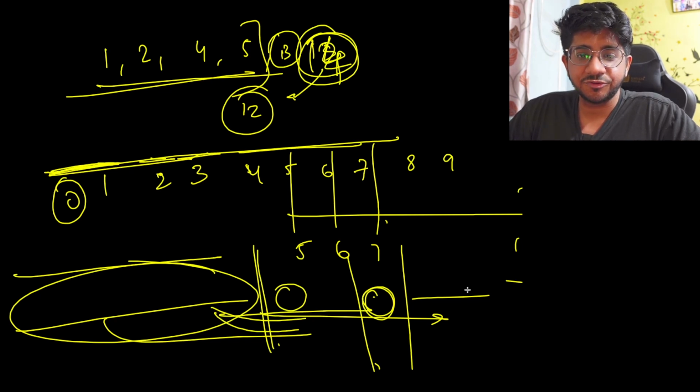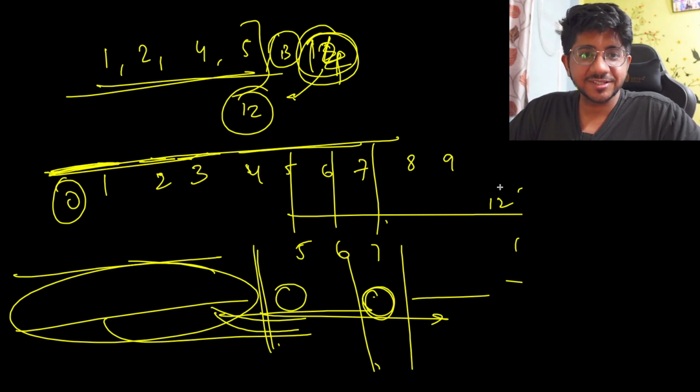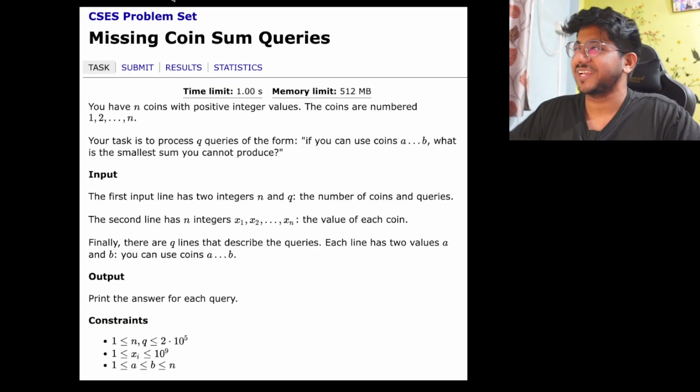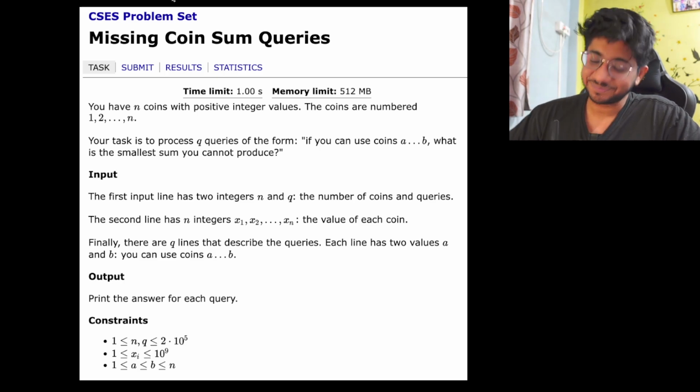Well and good. I think that's a fairly good idea to solve. But then this was 12 over here. But then there came this really good question that I saw on CSES, which I'm going to take up next. It's the same question: you have n coins, numbered x1, x2, x3 up till xn, indexed 1 to n. But there are queries that you have to solve, wherein you have to find, if you use coins A to B, what is the smallest sum that you cannot create?